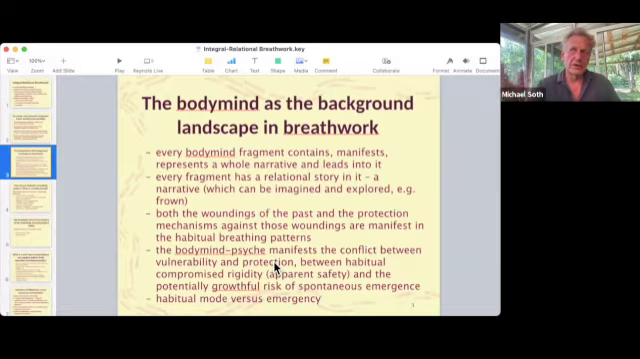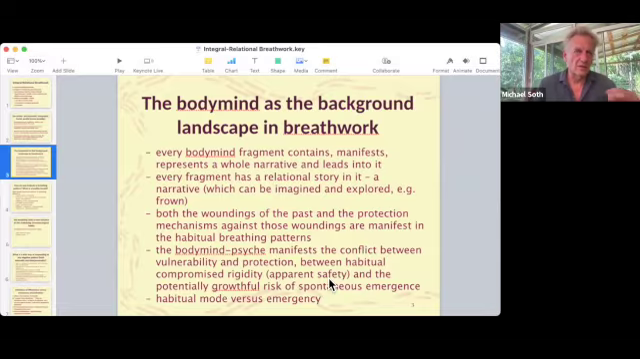So in ordinary language, not particularly psychotherapeutic jargon, you could say that the body-mind psyche manifests the conflict between, on the one hand, vulnerability, and on the other hand, protection. Or closer to this idea of character, character is the habitual compromised rigidity. That's how Wilhelm Reich thought, which appears to provide safety. It's apparent safety, if I can be in my habitual mode of protecting myself against an unfriendly universe.